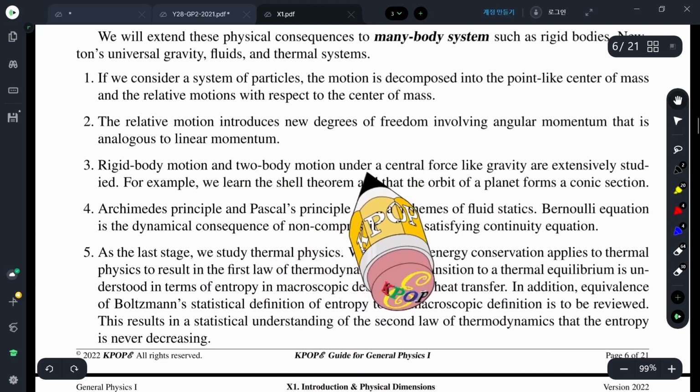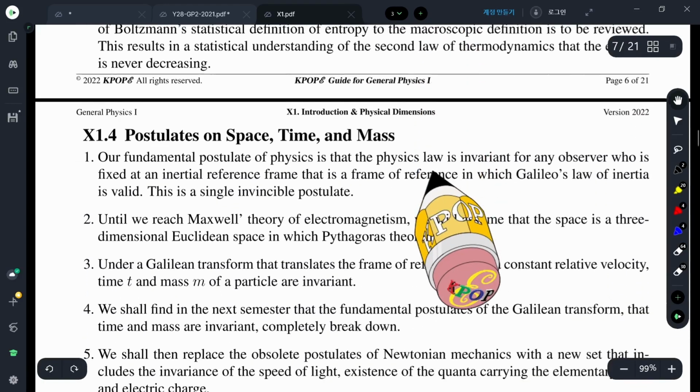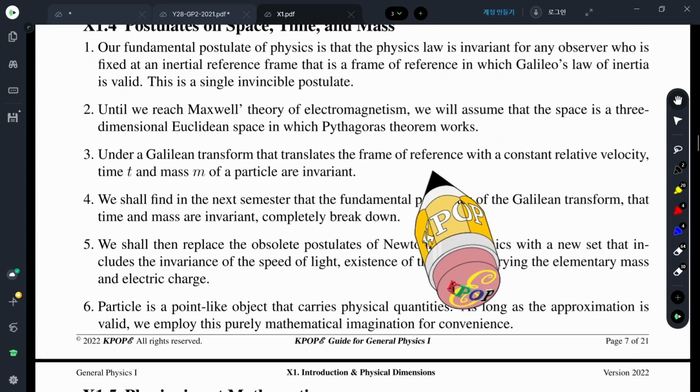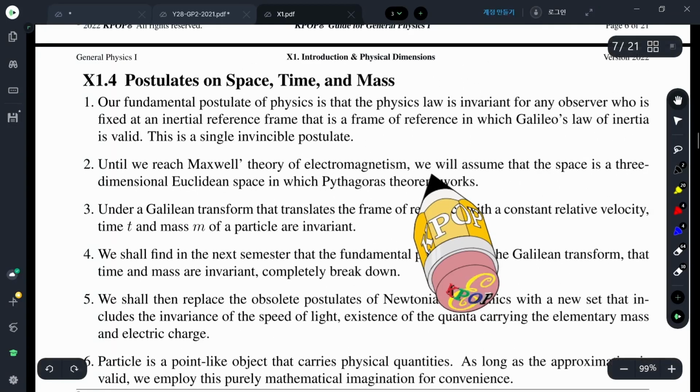So in many senses, it looks very similar to mathematics, but as I have told you repeatedly, physics is not mathematics. Okay, this is the real start of a physics class. Postulates of space, time, and mass.